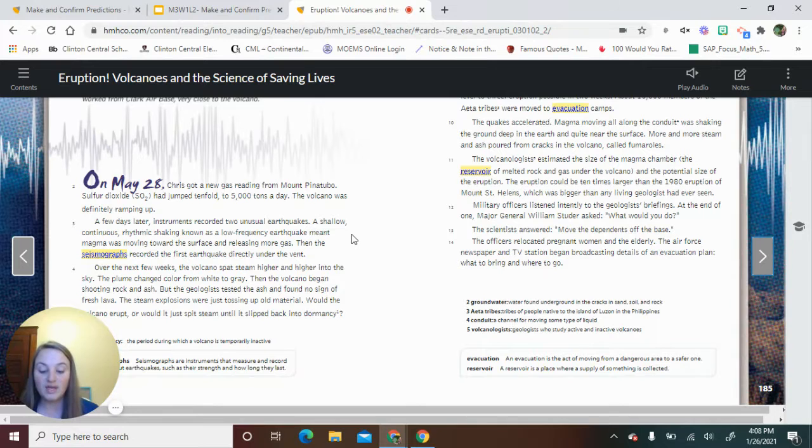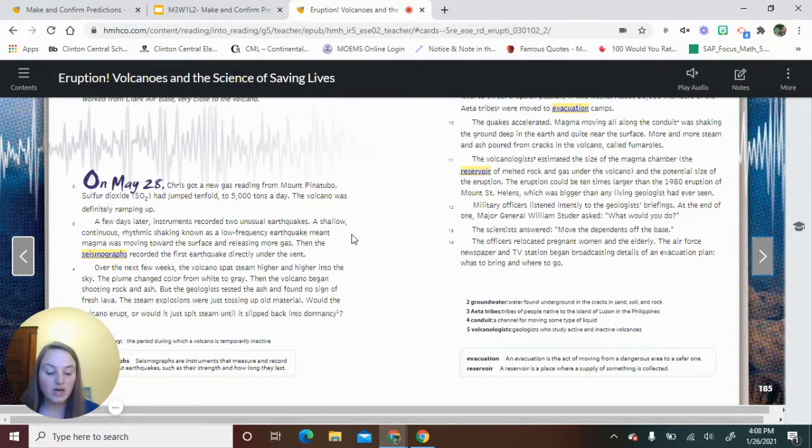Over the next few weeks, the volcano spat steam higher and higher into the sky. The plume changed color from white to gray. Then the volcano began shooting rock and ash. But the geologists tested the ash and found no sign of fresh lava. The steam explosions were just tossing up old material. Would the volcano erupt, or would it just spit steam until it slipped back into dormancy?